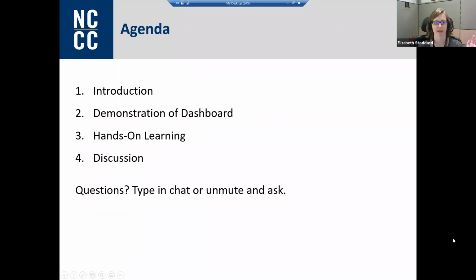This is just kind of an agenda for this session. I'm going to start with a short introduction to myself and my team and what we do and our dashboards. Then I'm going to do a quick overview of the dashboard that we'll be looking at today, just to orient you to the dashboard and how to use it.